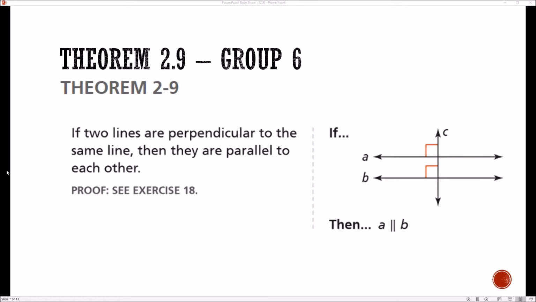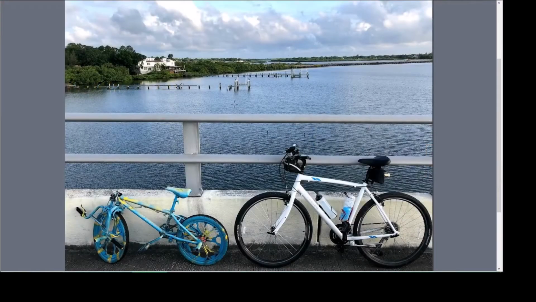So we're going to start with 2.9, and that says if two lines are perpendicular to the same line, then they are parallel to each other. We're going to take this one step further, and we're going to show that if three lines are perpendicular to the same line, then they are parallel to each other. What I want to do here is look at this photo, and we have our line 1 here, we have our line 2 here, and we're going to use this concrete piece and say this is line 3.